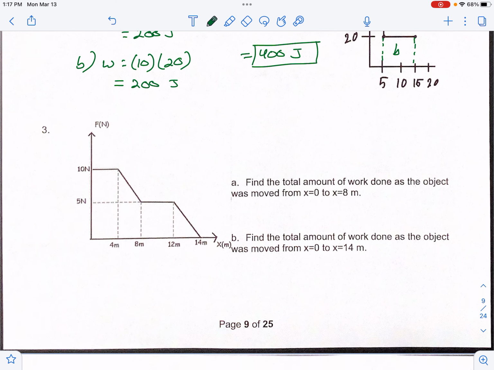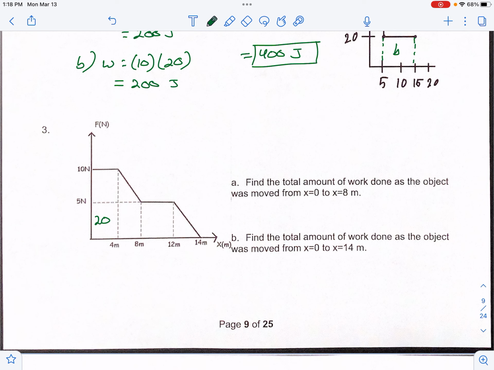Now, last one on this one is 3. Find the total amount of work done on the object as the object moved from 0 to 8. Okay, so I'm going to split this up and start solving these. I think you're kind of figuring out what to do here. It's already kind of drawn into pieces for you. So I'm going to find this first square on the bottom. Base is 0 to 4.